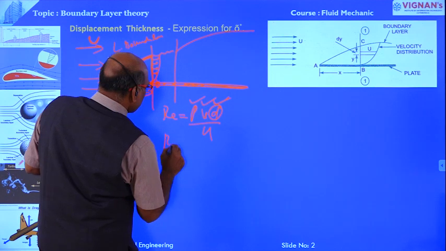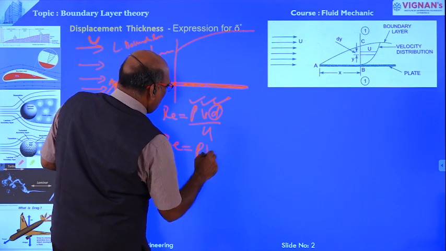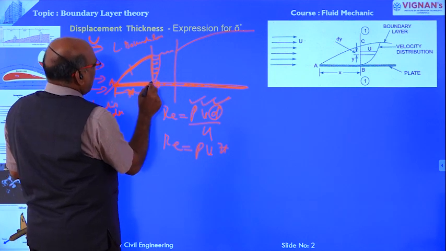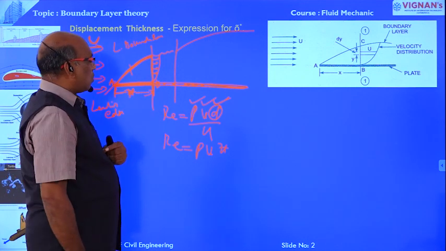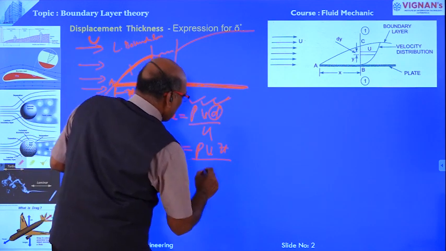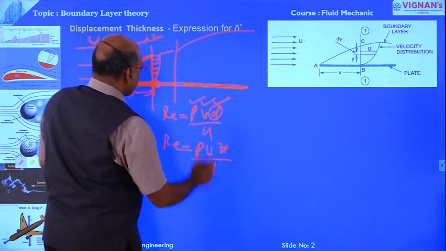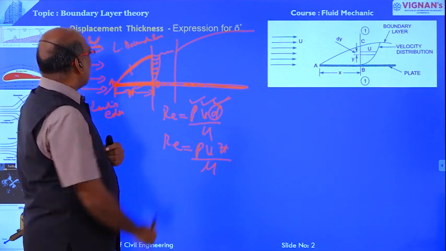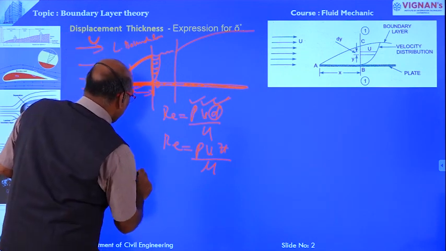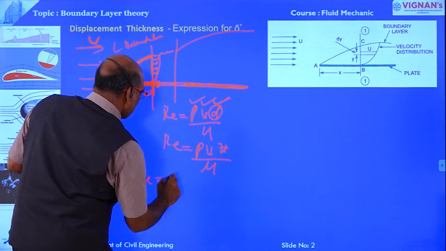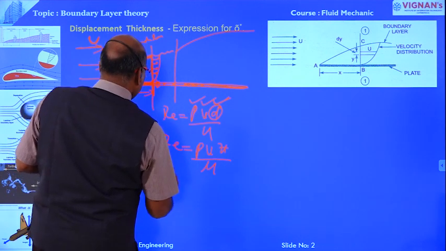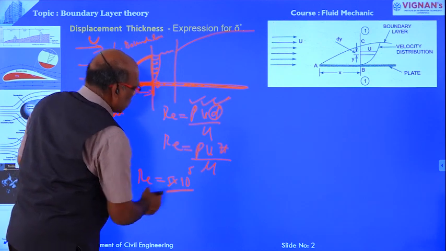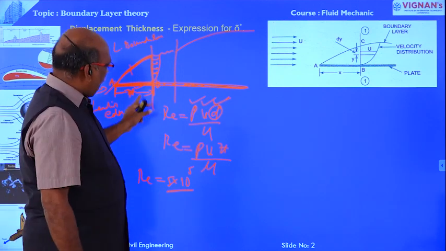Therefore, Reynolds number is equal to rho v x divided by mu, where x is the distance from the leading edge to the end of the laminar boundary. This x is determined by using the Reynolds number. In this case, the Reynolds number is equal to 5 into 10 power 5. Then that zone is nothing but the laminar zone.